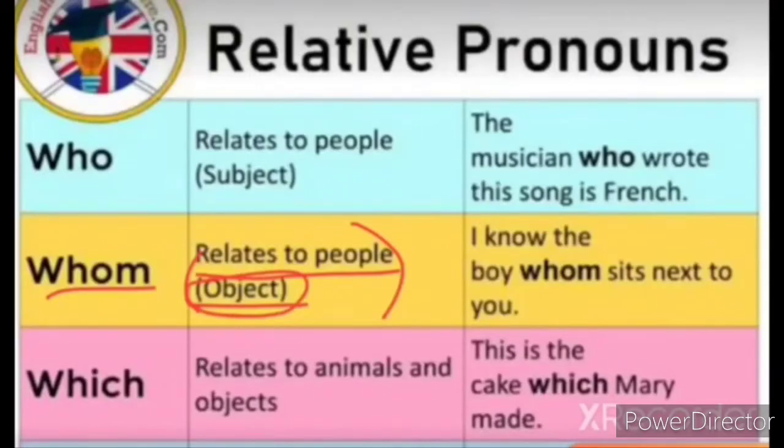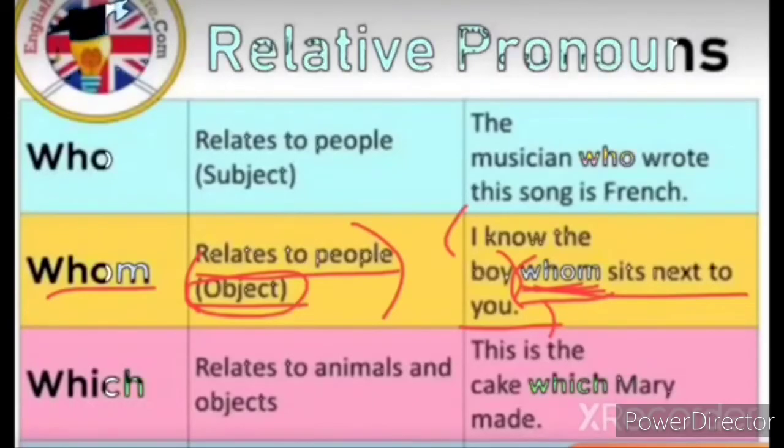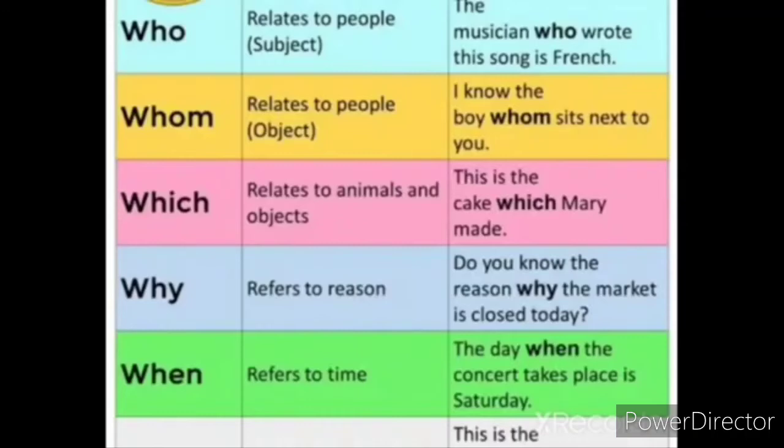It works as an object at the back. So, see the example here. I know the boy whom sits next to you. "Whom sits next to you" is the relative clause. "I know a boy" is the main clause. So, whom is a relative pronoun that connects here as an object, and it connects the relative clause and main clause in this sentence. In the same way, you have to use all the relative pronouns in a sentence, which connect and link the main clause and the relative clause in a sentence, children.